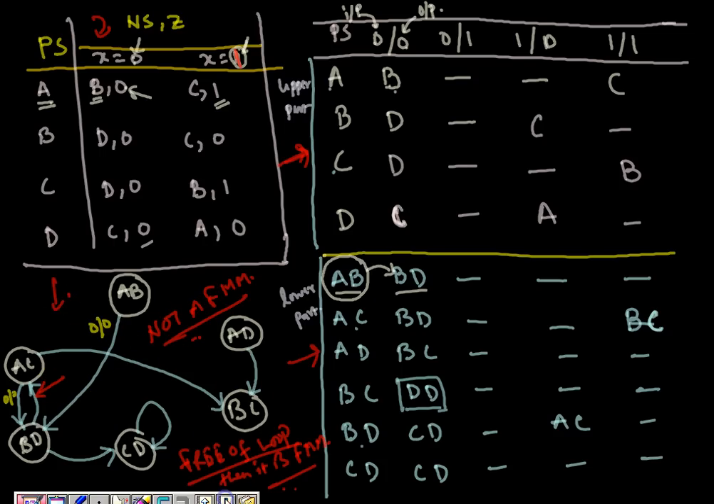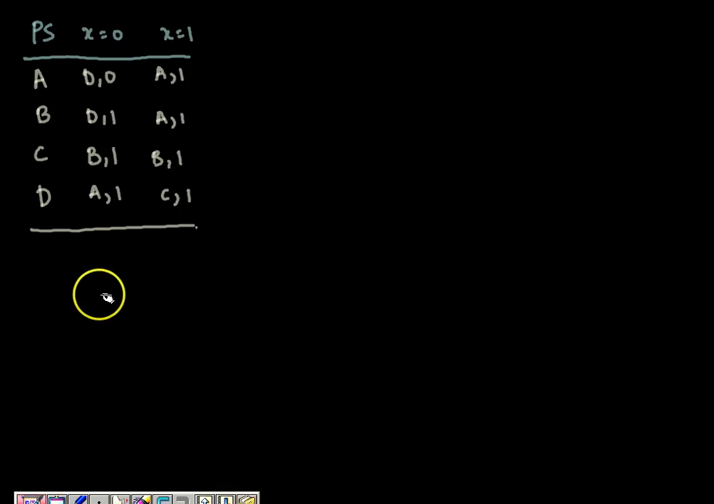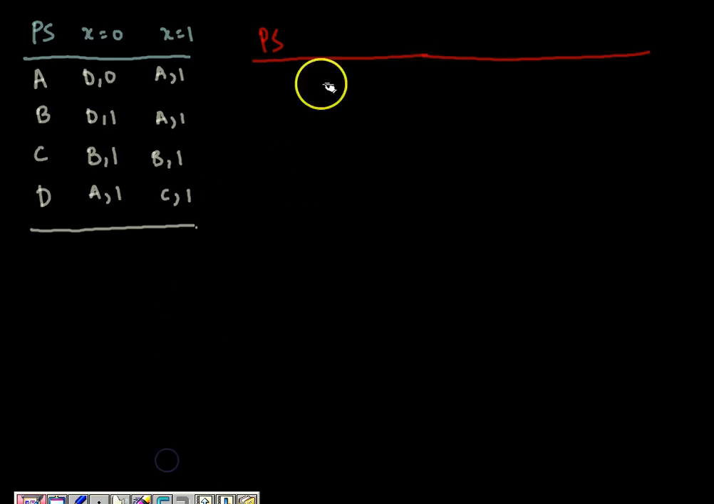Let us consider another example. Now it is the given finite state machine. Now we need to check whether this finite state machine is a finite memory machine or not. So what we are going to do, it is the present state. Now we should check the combinations of input and output. So 0 input, 0 output, 0 input, 1 output, 1 input, 0 output, 1 input, 1 output.